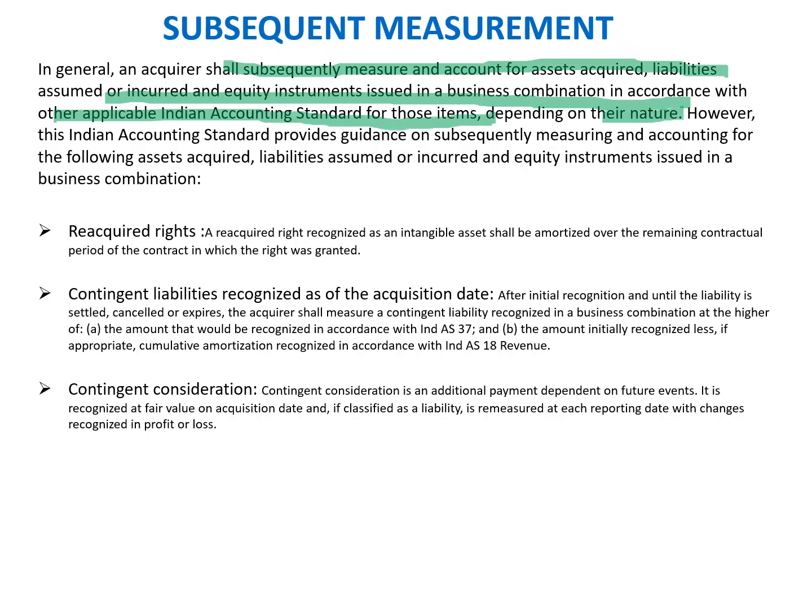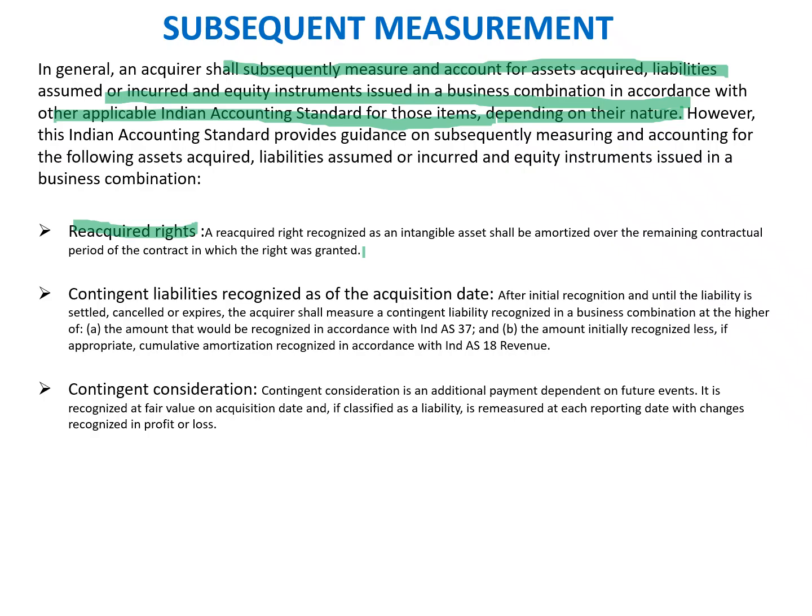Once the initial recognition has happened at fair value, any subsequent measurement would happen as per the applicable standard. However, there are certain exceptions to that. What are those? When we talk about reacquired rights, a reacquired right recognized as an intangible asset shall be amortized over the remaining contractual period of the contract as it was granted.